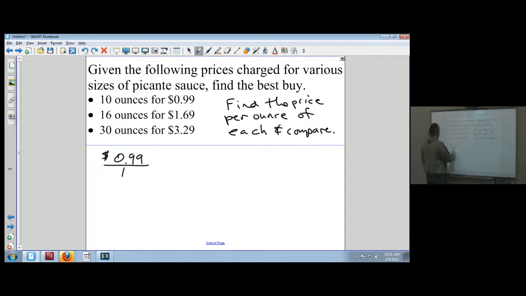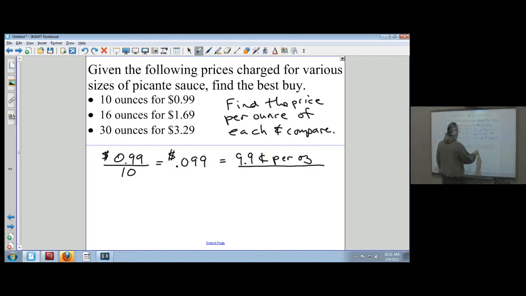So we have $0.99 over 10. Now once we divide that by 10, ladies and gentlemen, we're going to end up with $0.099. Now when we start getting to that small of a number, we should probably convert this. So what is it going to be? 9.9 cents per ounce. How did I convert that from dollars to cents? Well, hopefully you'll recall from your arithmetic days that when you convert from dollars to cents, you move the decimal 2 places.